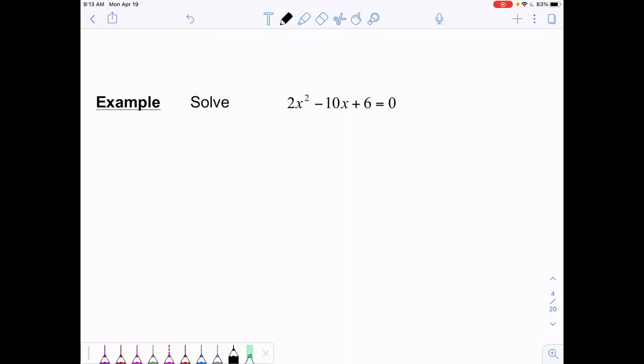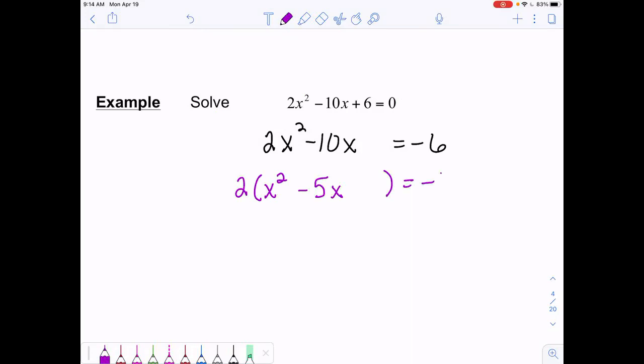So take C to the other side first, eliminate C. So get that -6 out of the way. It has nothing to do with the completing the square process. Then take out the coefficient of x squared, and that would be the 2. So x squared minus 5x is equal to -6. We pulled out the 2.